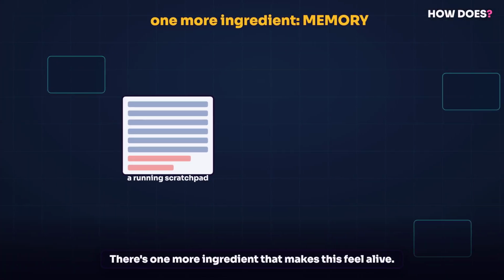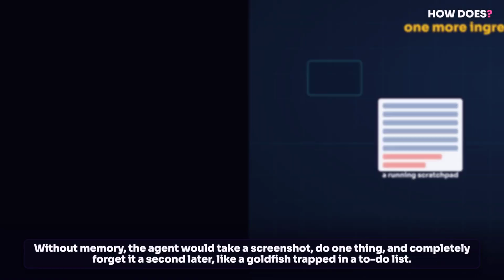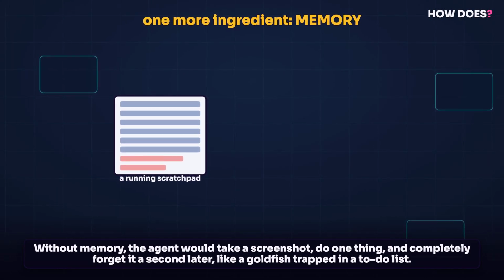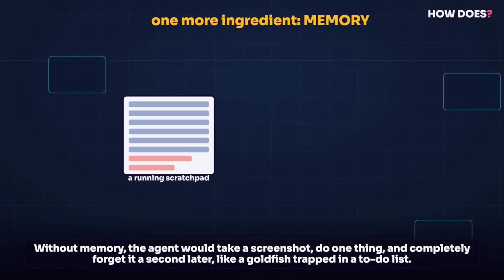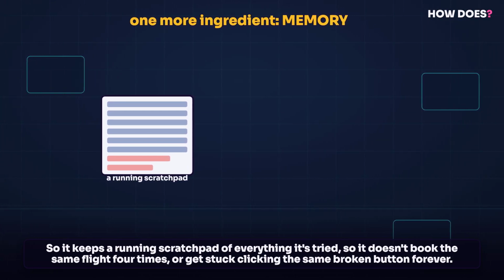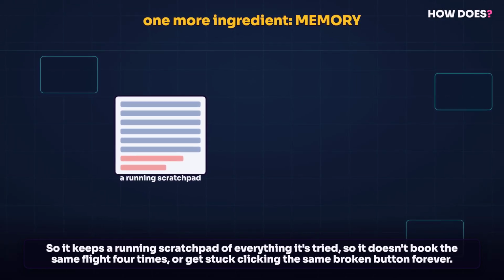There's one more ingredient that makes this feel alive. Memory. Without memory, the agent would take a screenshot, do one thing, and completely forget it a second later, like a goldfish trapped in a to-do list. So it keeps a running scratchpad of everything it's tried, so it doesn't book the same flight 4 times, or get stuck clicking the same broken button forever.